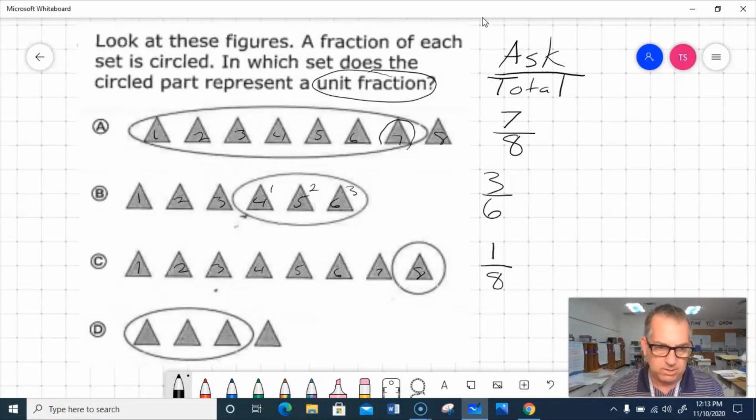Okay, yeah, that looks like there's 1, 2, 3, 4 total. So that means my denominator is going to be 4. And my numerator, I can see there's 3 of them are circled, so that's going to be 3/4. So out of my answer choices, A, B, C, or D, which one represents a unit fraction? Yes, that's correct. C represents a unit fraction because it's the only one that has a numerator that is 1.